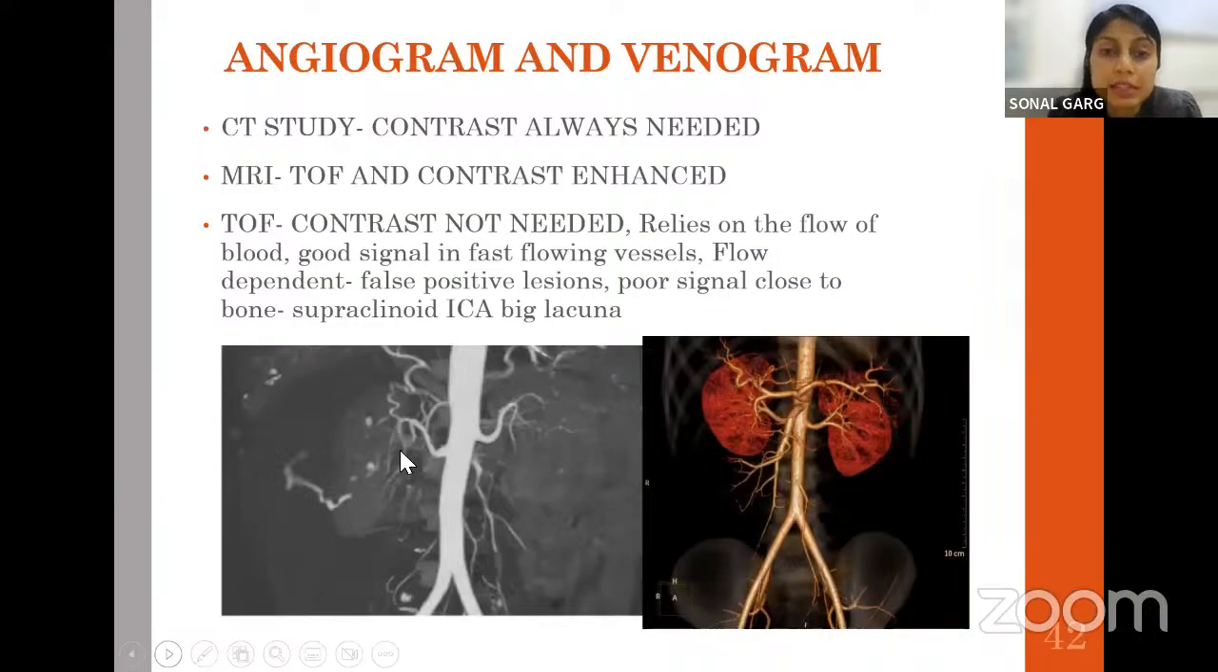So this is just a quick overview of the differences between MRI, angiogram and venogram. In a CT study, contrast is always needed. In MRI, you can do it without contrast if you do a TOF, or you can give contrast if there's no contraindication.